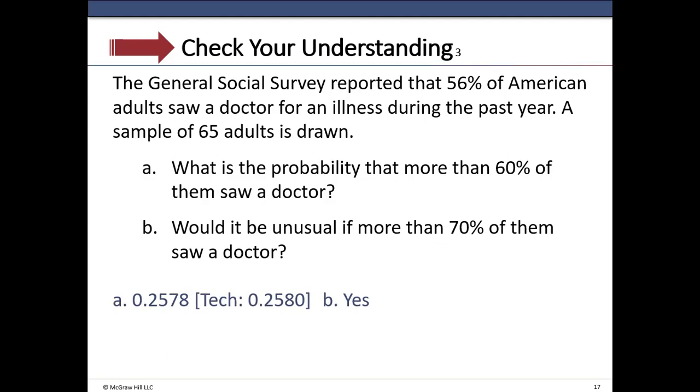Would it be unusual for more than 70%? So second verse 2. More than 70% means I'm starting from 0.7. So my lower boundary is 0.7. My upper boundary is 1E99. My mu is 0.56. I'm not changing anything. My sigma has the whole formula on it. That's fine. I do not change it. I go to paste, hit enter once and then enter twice. And it is 0.0114, which is less than 0.05. Hence the event more than 70% is unusual. Why? Because its probability is less than 0.05. So yes, it is unusual.